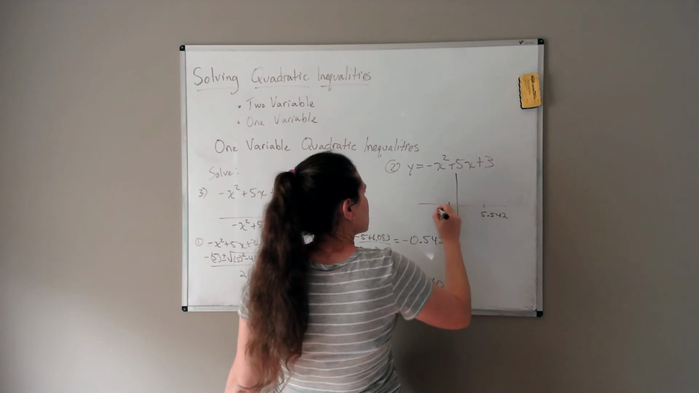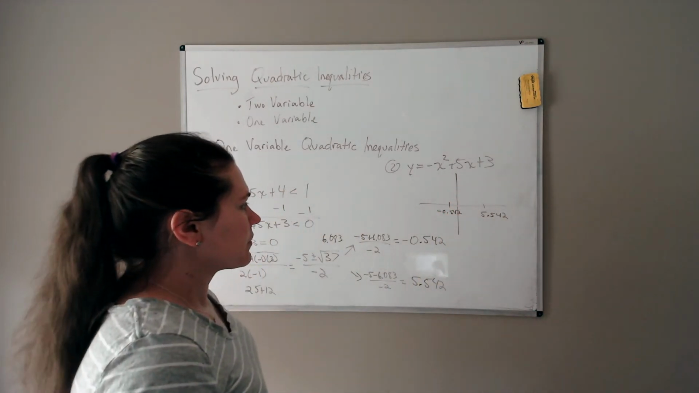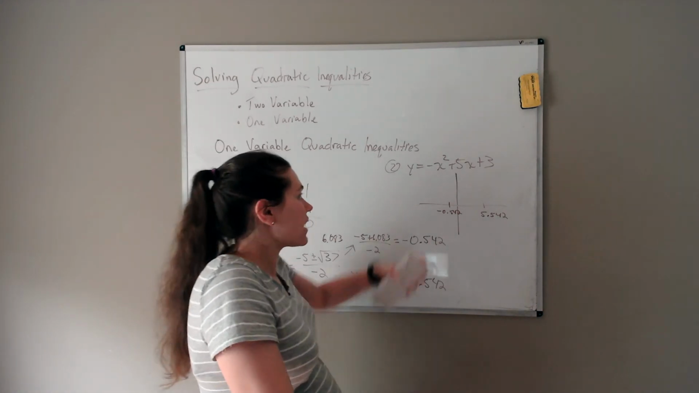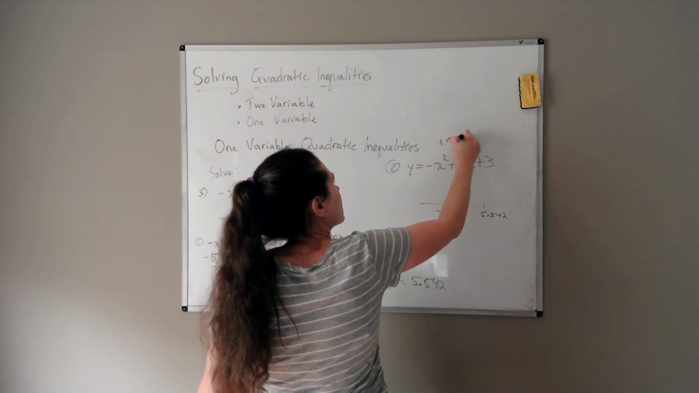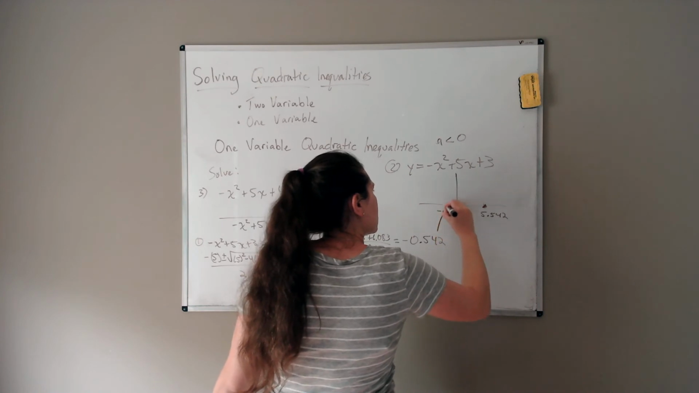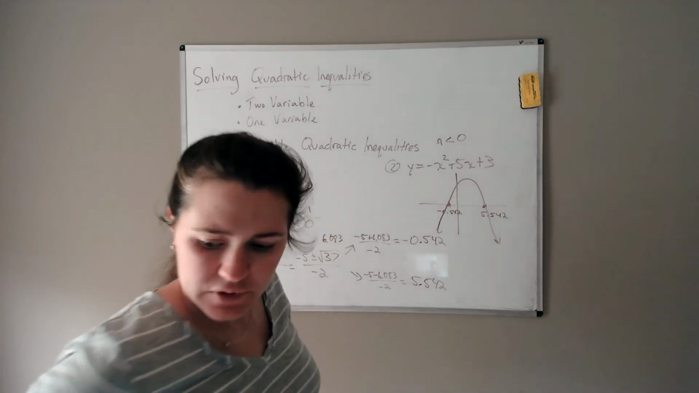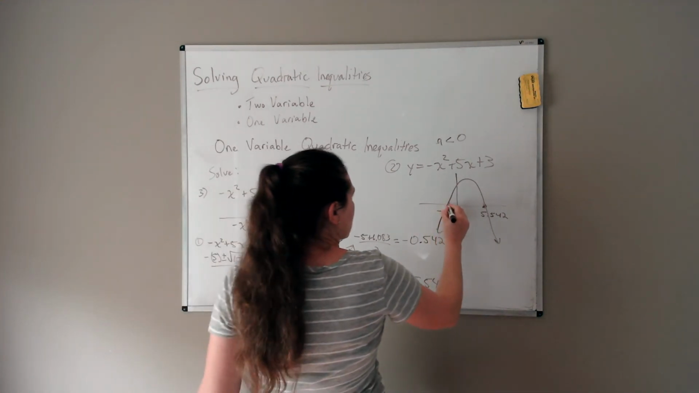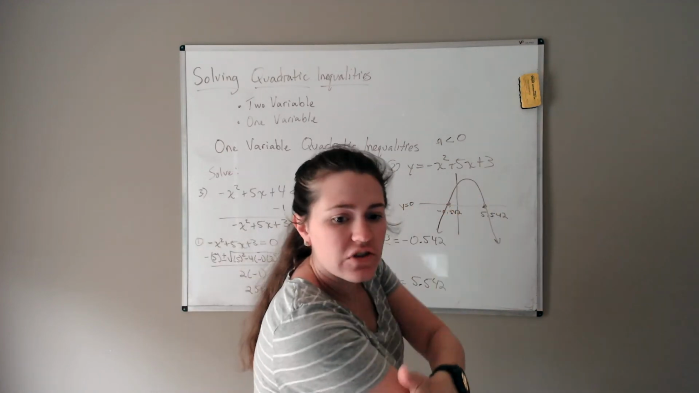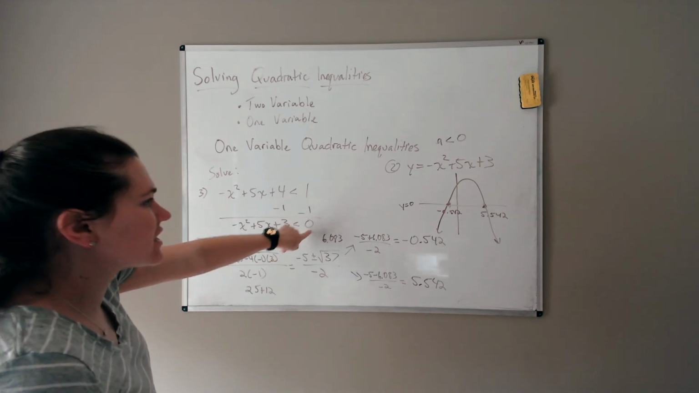5.542 and -0.542. And now you need to figure out, okay, is this a U facing down or a U facing up? A is less than 0, so this is a U facing down. I don't care where the vertex is in particular, okay? Now, these are the two x values when the output is 0. You want to know, when is the output going to be less than 0?